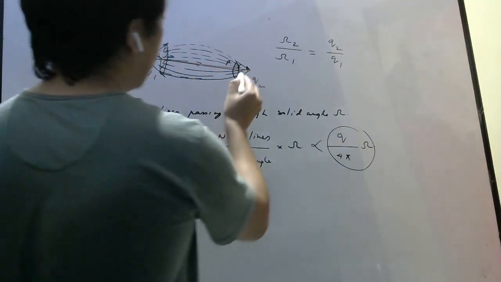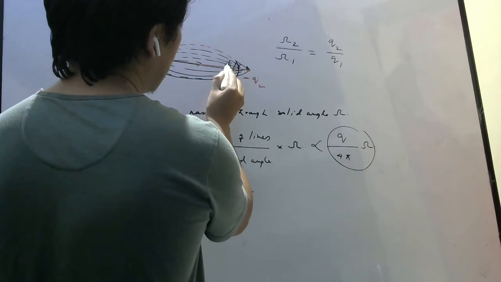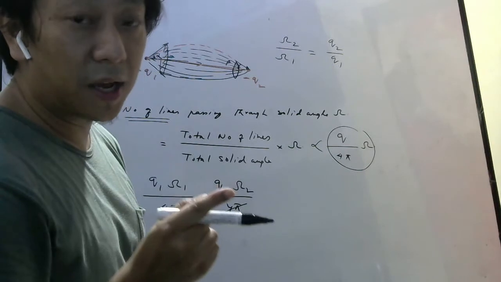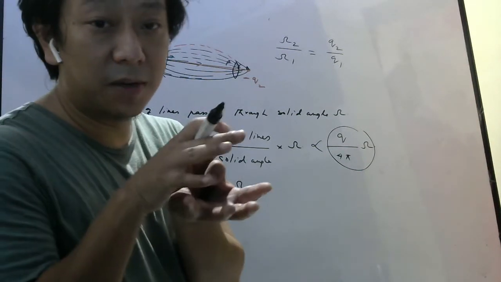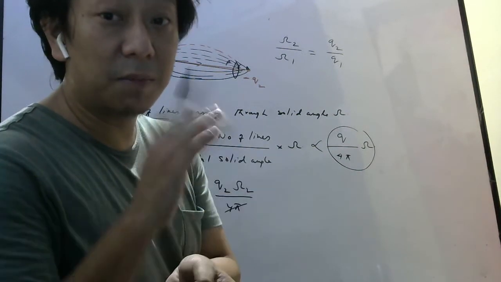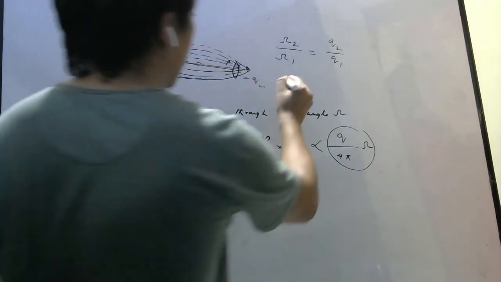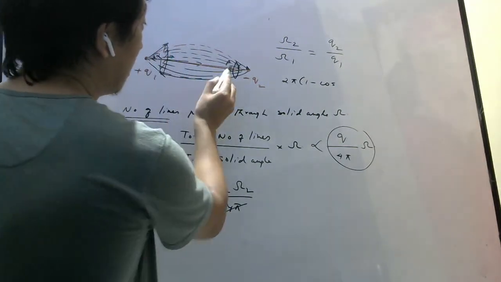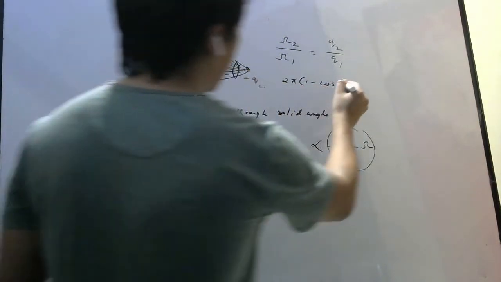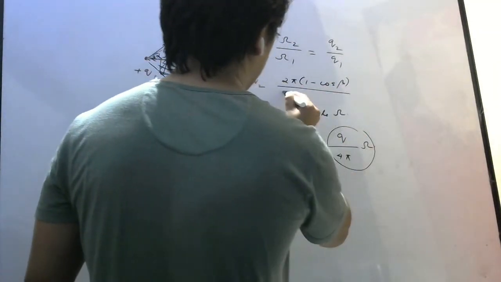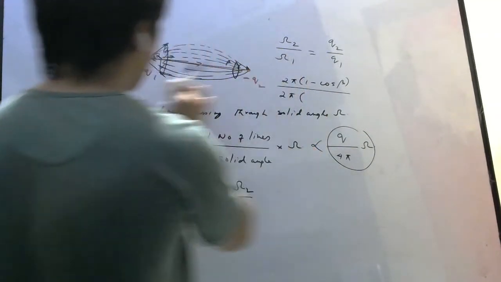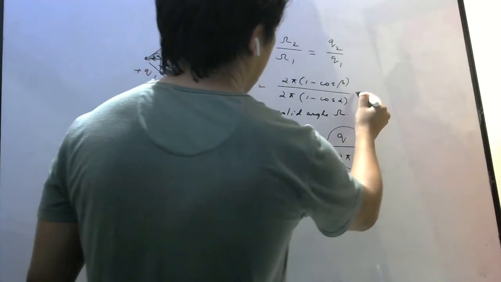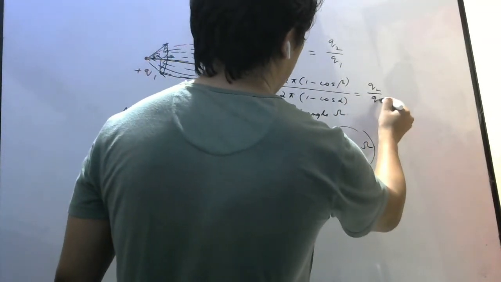Now omega 2 will be what? See, this beta is the semi-vertical angle of this cone. And how to write the solid angle subtended by a cone in terms of the semi-vertical angle of the cone? I told you, 2 pi 1 minus cos semi-vertical angle. Here what is the semi-vertical angle? Beta, divided by 2 pi. Omega 1 is the solid angle here. There will be 1 minus cos alpha equals Q2 by Q1.